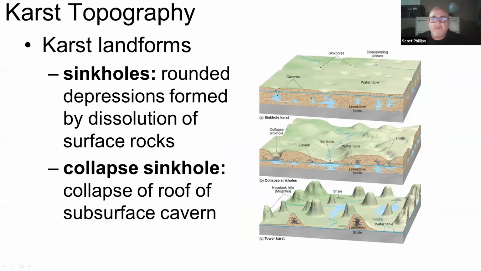The one thing that we might be familiar with that's a karst landform is sinkholes. So if you've heard of sinkholes in places like Florida where the ground opens up and stuff falls into the ground, that's caused by karst. So underneath the ground, the limestone is dissolving away, and it can undermine the surface, causing it to collapse into a sinkhole.